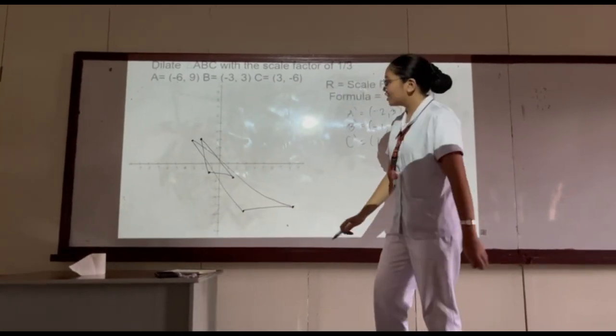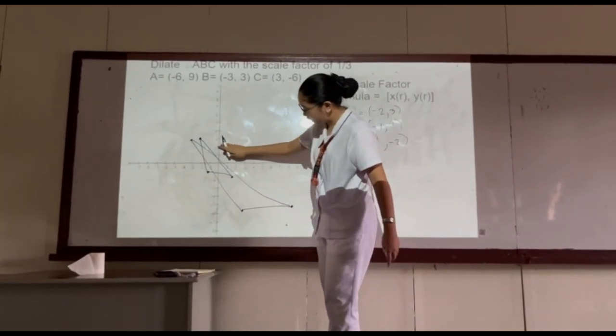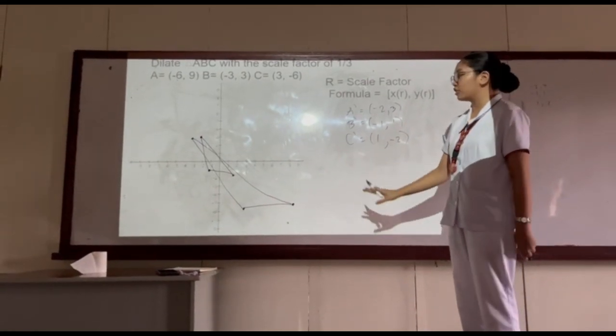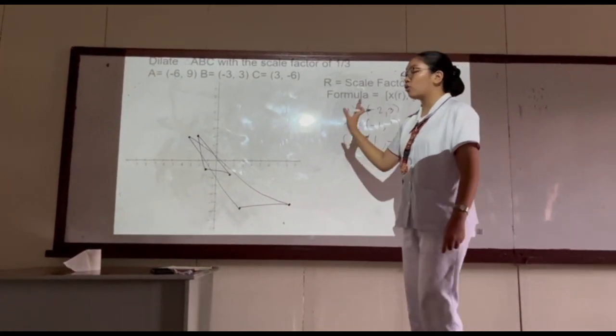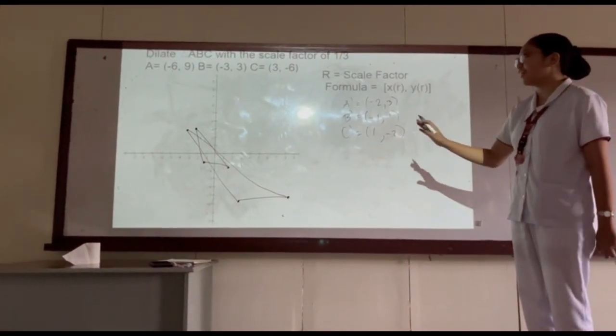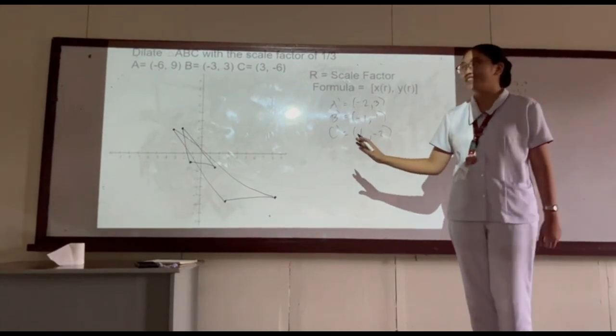So as you can see, as it overlaps with the object, our image is smaller than the original coordinates given. So from that, we can deduce that the dilation is a reduction.